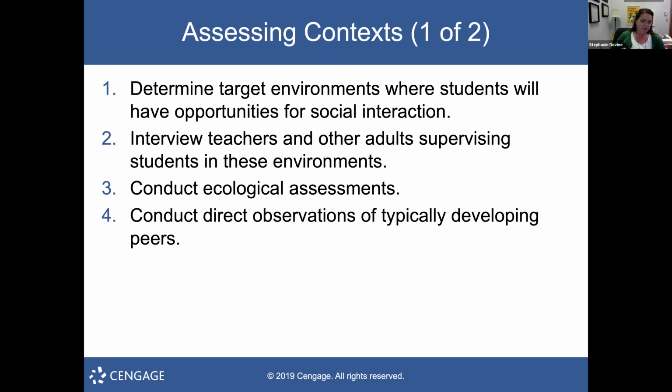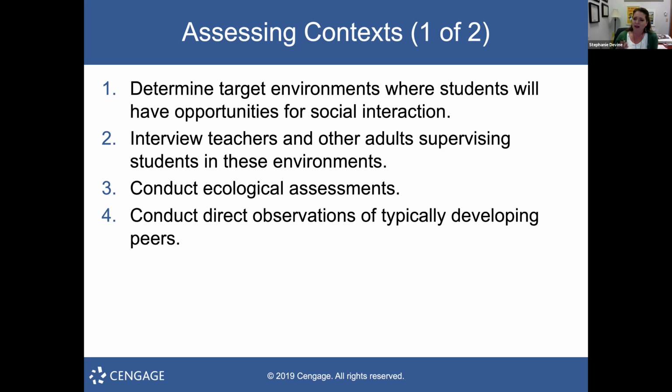So the first step, remember all those ecological inventories that we talked about previously in that activity that you engaged in. Here, when we do social skills assessment, ecological inventories are a key component of that. So you're going to see this again. So the first thing you need to do is figure out what are the target environments where the student will have opportunities for social interaction. Talk to those teachers in those environments or other adults that might be supervising students in those settings to figure out what are the social expectations and the skills involved in those environments.